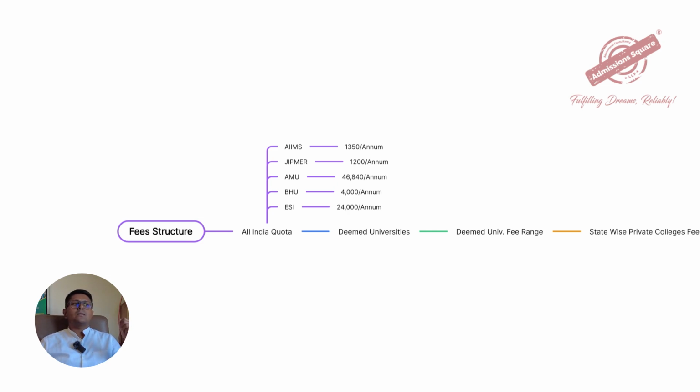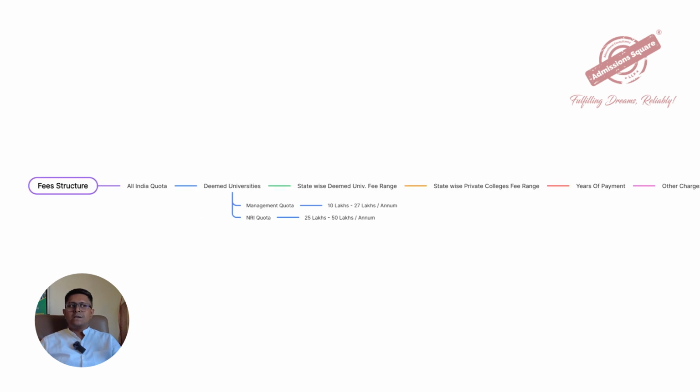Now come deemed universities. As they are deemed in nature, their fees always tend to be higher. A management quota seat's fees will range anywhere between 10 lakh and 27 lakh, and an NRI quota seat will range anywhere between 25 lakh to 50 lakhs.